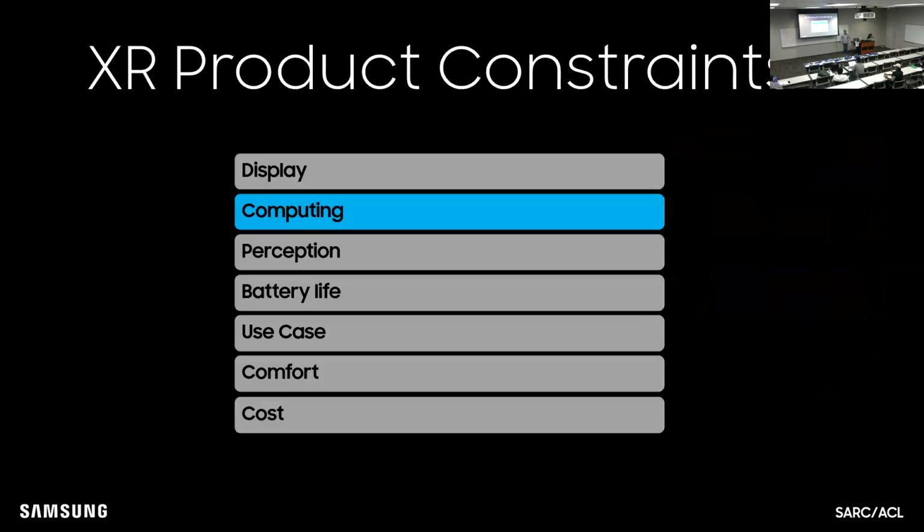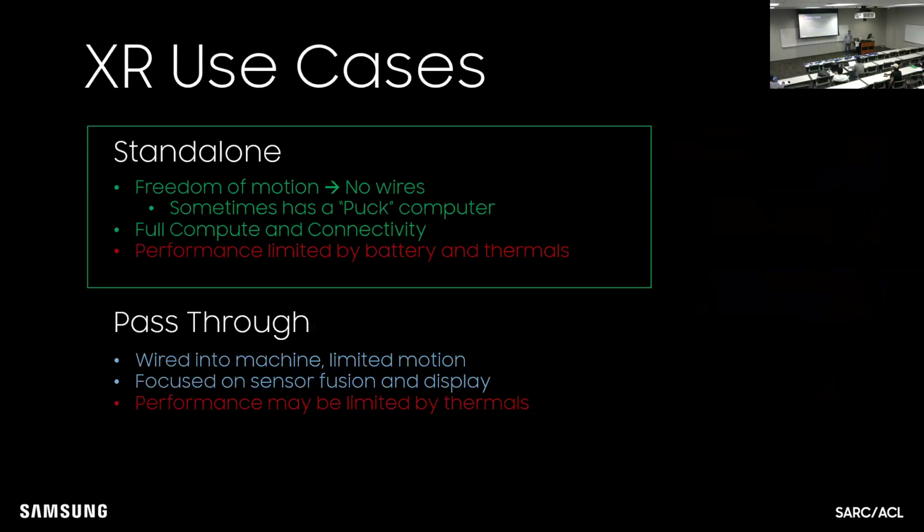Okay, we've talked about display. Let's talk about computing. So there's 2 XR use cases. One of them is you have this umbilical and you're hooked into a very fast computer. And then there's another one where it's standalone, where everything's built into the device that sits on your face. We're going to talk mostly about standalone because it's a harder problem. And this whole exercise is talking about how hard engineering constraints can be.